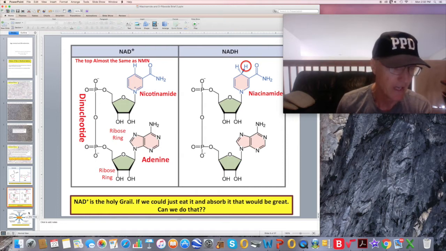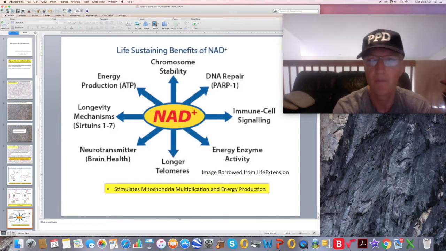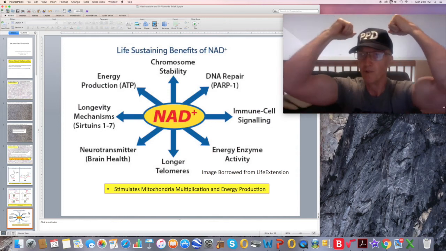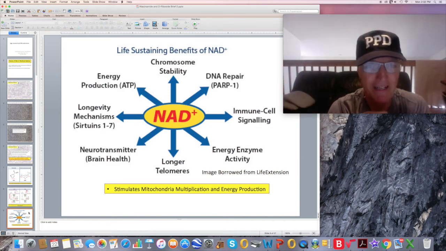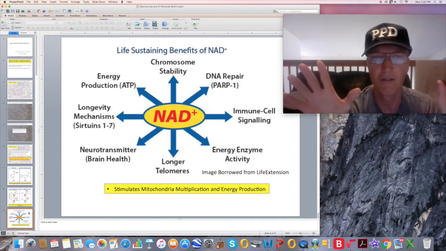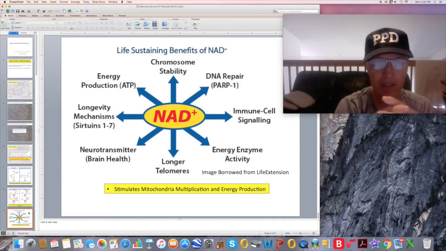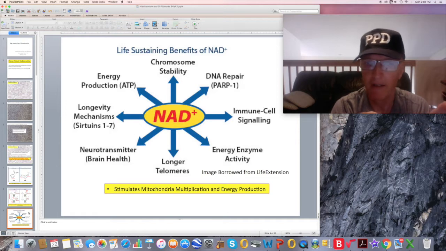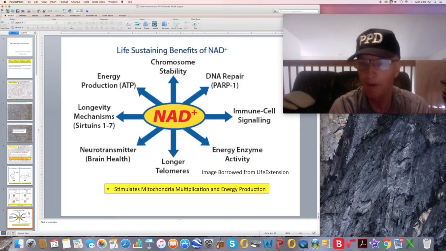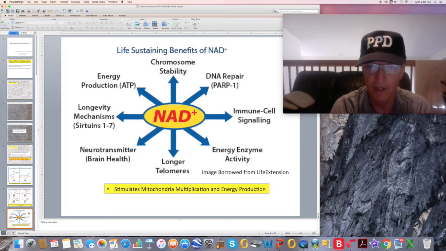And then here we have a description of the benefits of NAD+, and I borrowed it from Life Extension. And I like this chart because it reminds me of Superman, describing its superpowers. So this thing, let's go clockwise through it. It provides chromosome stability, and it provides DNA repair and immune cell signaling. It's part of those pathways. It allows you to produce energy enzymes, keep you vigorous.